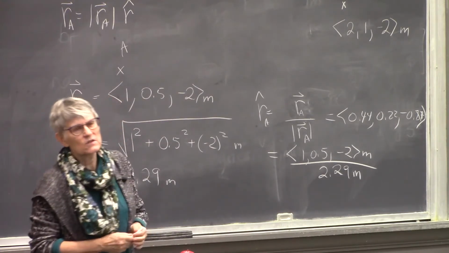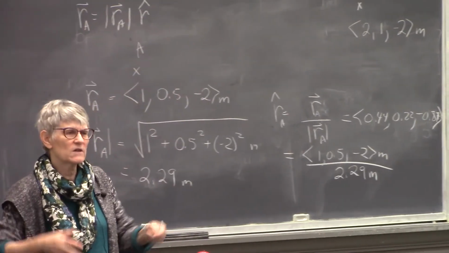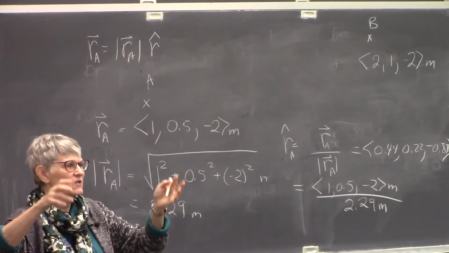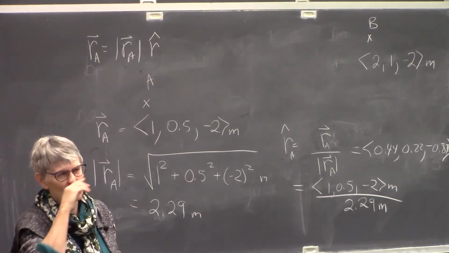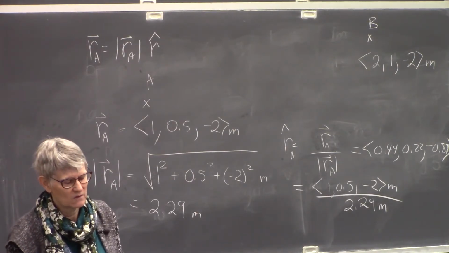And this is going to be useful because often there are quantities where we can calculate a scalar piece and then we just want to add a direction, and that's what the unit vector is good for. It gives us a direction without changing the magnitude of something.